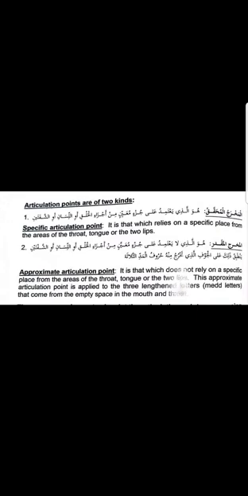So articulation points are of two kinds. The first one is the specific articulation point. It is that which relies on a specific place from the areas of the throat, tongue, or the two lips, the specific area of a sound of the letter. And the second one is the approximate articulation point.